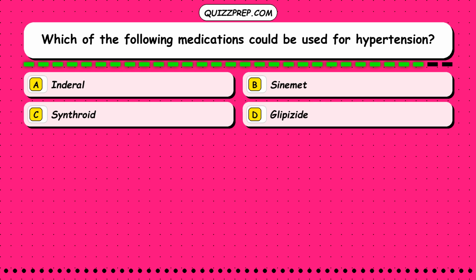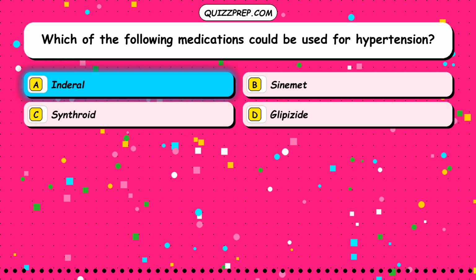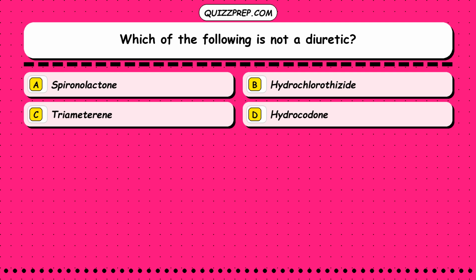Question 313. Which of the following medications could be used for hypertension? Option A, Inderal. Option B, Synmet. Option C, Synthroid. Option D, glipizide. The correct answer is option A, Inderal. Question 314. Which of the following is not a diuretic? Option A, spironolactone. Option B, hydrochlorothiazide. Option C, triamterene. Option D, hydrocodone.